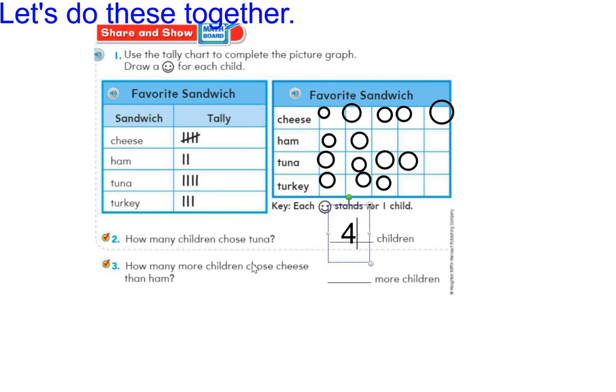How many more children chose cheese than ham? I like to look at the picture graph for questions like this because I'm comparing the 2 lines. We have cheese and we have ham, and this is how many more cheese we have than ham. How many is that? Hopefully you said 3. Excellent.